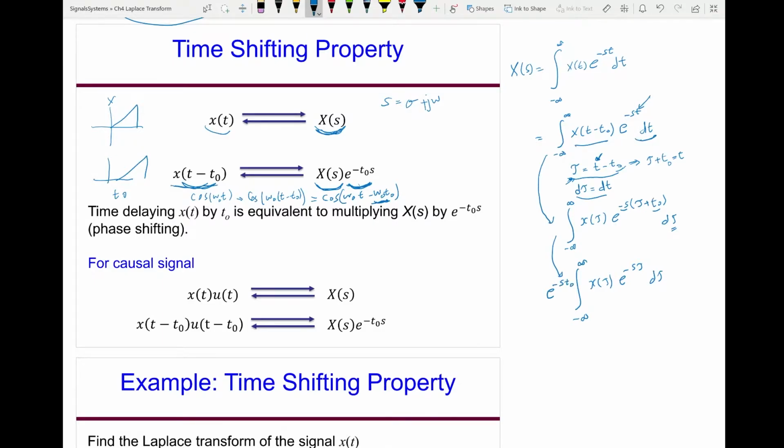Now when you look at this integral, I can substitute tau with t again, and then this integral is just the Laplace transform of the function x. So that will be just e to the minus s t0 times x of s. And that's this one. So the Laplace transform of a signal shifted in the time domain is just the same Laplace x of s phase shifted by t0.